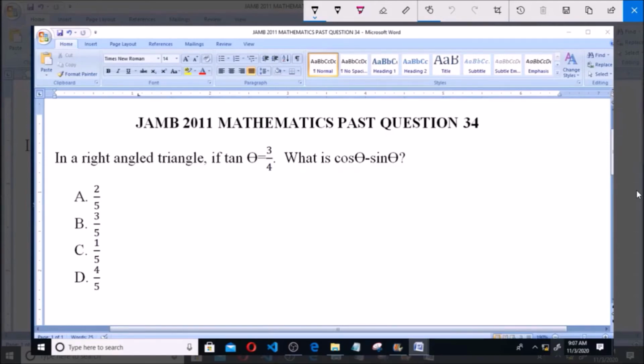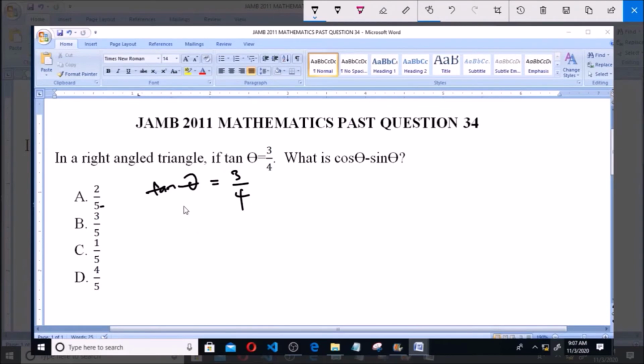In a right angle triangle, if tan theta is equal to 3 over 4, what is cos theta minus sin theta? A, 2 over 5; B, 3 over 5; C, 1 over 5; and D, 4 over 5. Now we're given that in a right angle triangle, tan theta is 3 over 4.